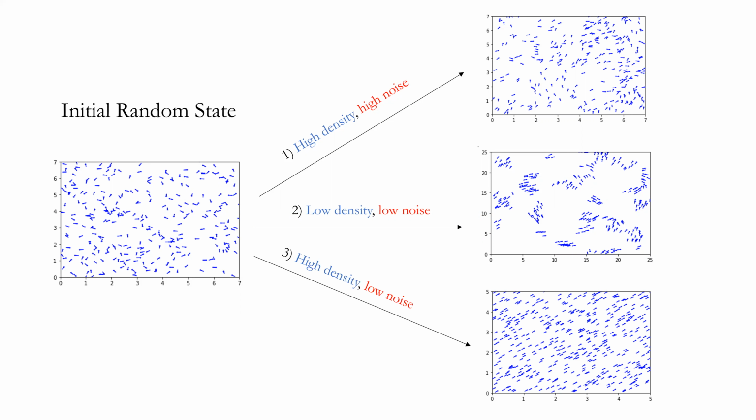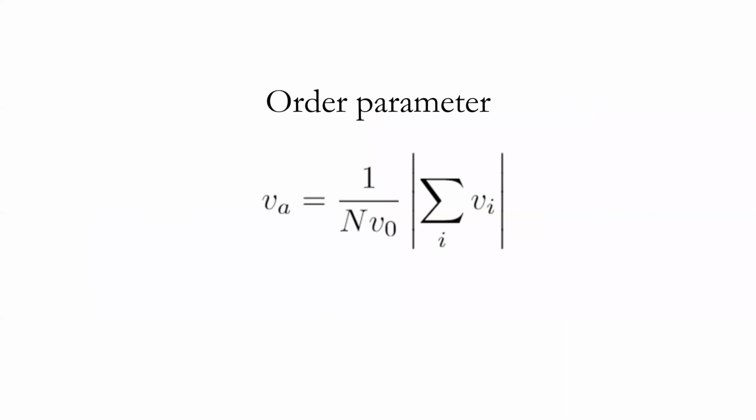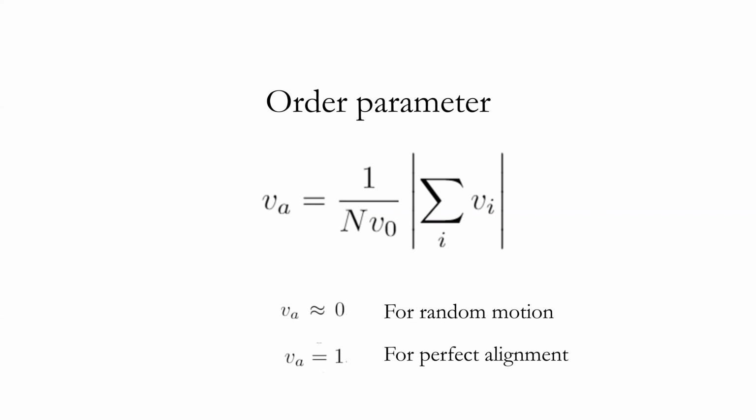Let us try to characterize the phase transition by defining an order parameter, here defined as the average velocity of all of the particles. For a totally randomly oriented state, we would have the order parameter equal to 0, whereas for a completely aligned state, we have the order parameter equal to 1, since in this case, all of the particles are pointing in the same direction.